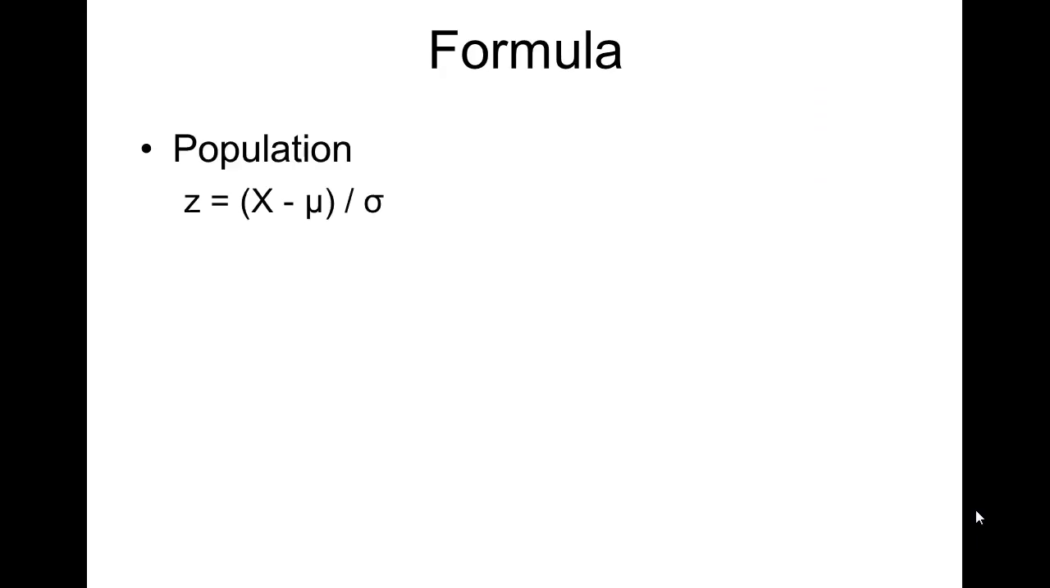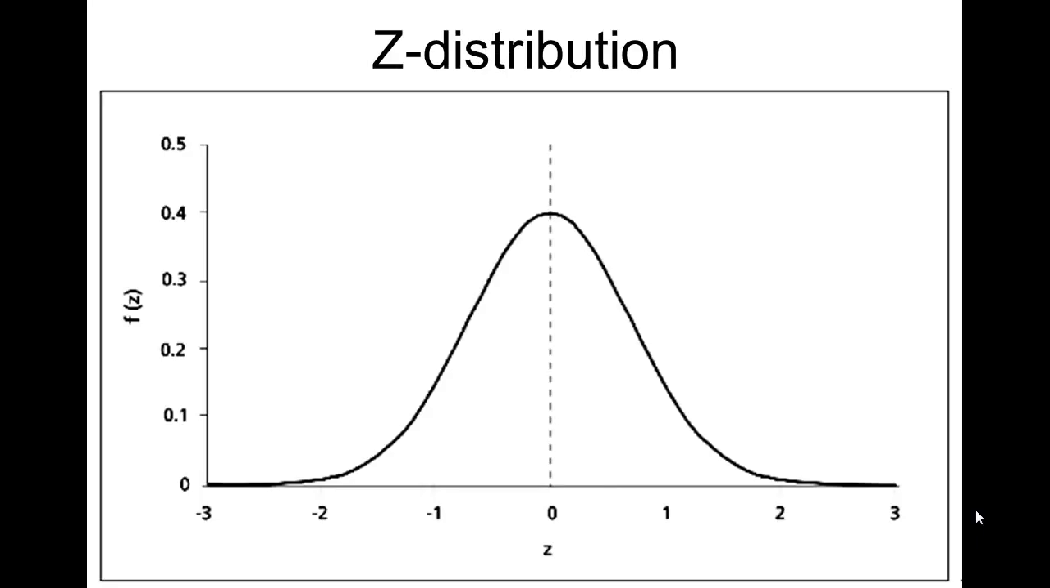To find a z-score, the formula looks like this. You would take the data point, which is the x, and subtract the mu, or the mean, and divide it by the standard deviation. This is the population formula, which is exactly the same as the sample formula, just has different symbols. So again, what you do is you take your data point, you subtract the mean, and divide by the standard deviation to find the z-score.